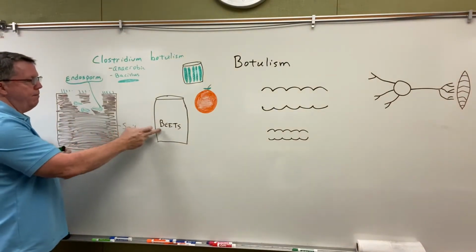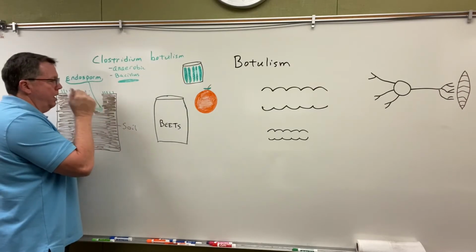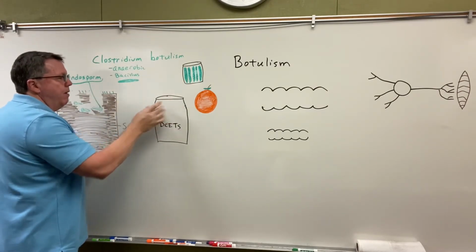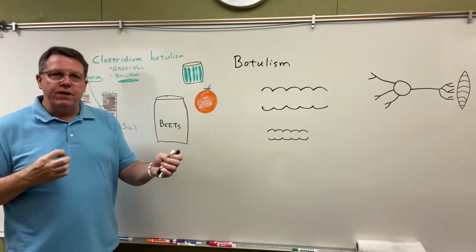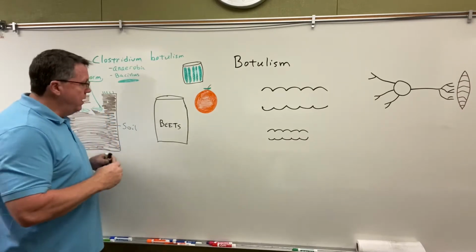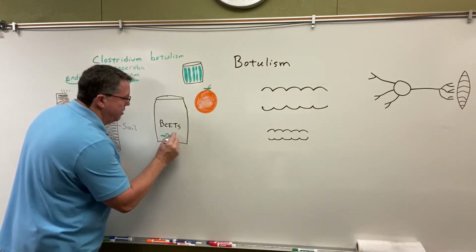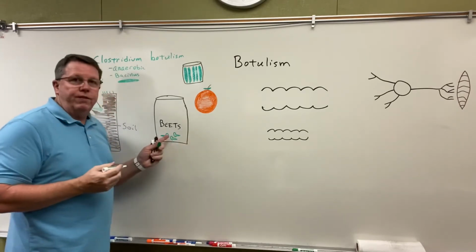Now let's say we happen to be picking beets, and we put the beets into a can, and then we vacuum pack that can. When you vacuum pack something, you pull all the oxygen out. So this is actually a really good environment for botulism to live in. And here's my botulism. Those are still the spores right there.